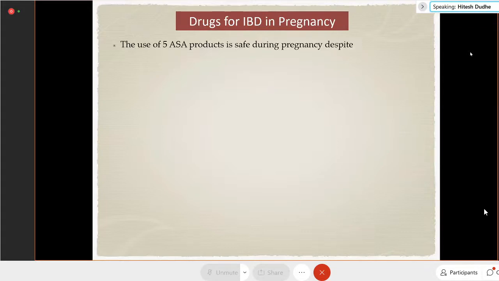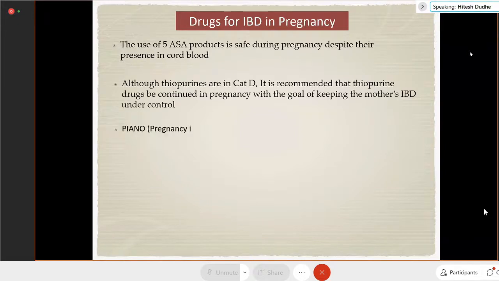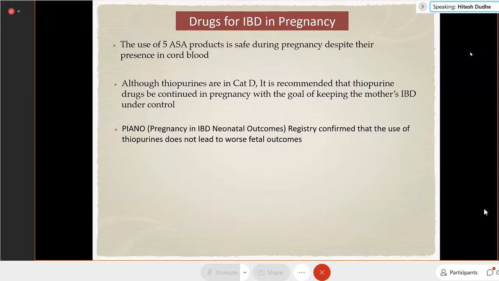So this is my last slide. The use of 5-ASA products is safe during pregnancy, despite their presence in cord blood. Although thiopurines are category D, it is recommended that thiopurine drugs be continued in pregnancy with the goal of keeping the mother's IBD under control. The Pregnancy in IBD Neonatal Outcome Registry confirms that the use of thiopurines does not lead to worse fetal outcome.